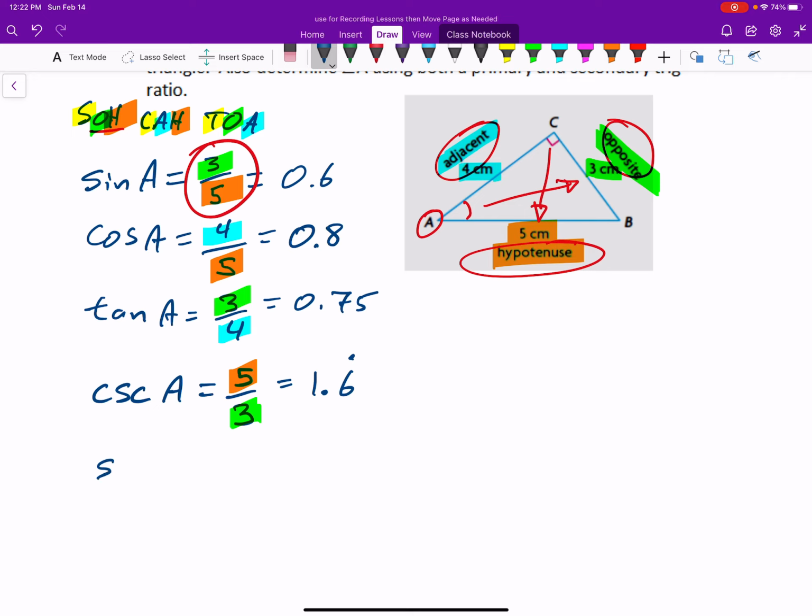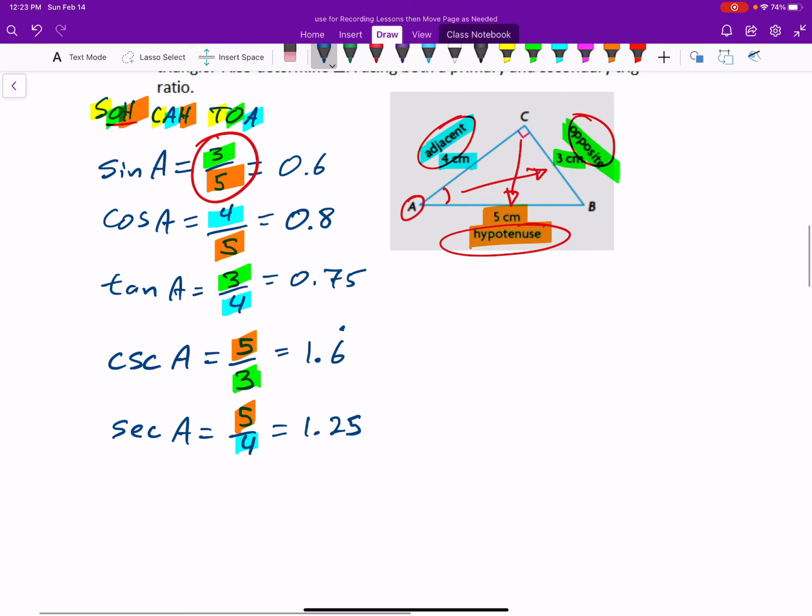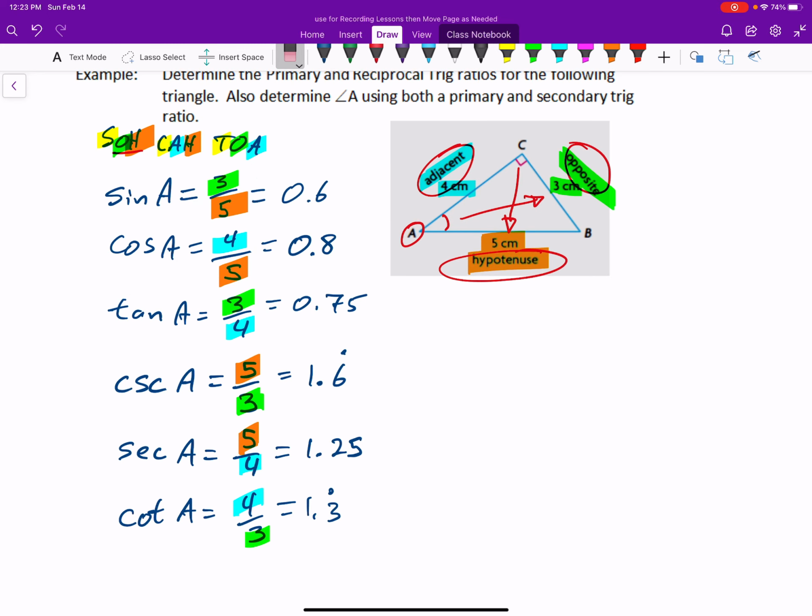Secant is the reciprocal of cosine, so it's going to be 5 over 4. It's going to be the hypotenuse over the adjacent, which would be 1.25 as a decimal. And cotangent is the reciprocal of tangent, so that one would be 4 over 3, 1.3 repeating as a decimal. I could use any one of these to find out what the angle A is.